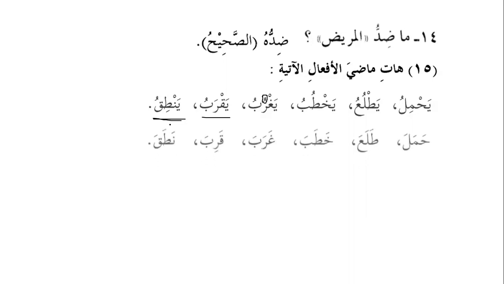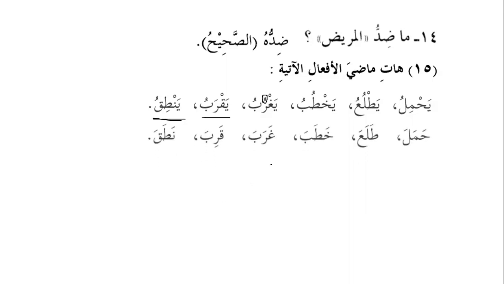So these are the past tenses. Hamala, yahmilu. Then we have tala'a yatlu'u, khataba yakhtubu, gharaba yaghrubu, qariba yaqrabu, and nataqa yantiqu. Nataqa yantiqu is on the pattern of daraba yadribu. And similarly, hamala yahmilu. So these are easy to recognize. The only thing is, when we have bab sami'a yasma'u and fataha yaftahu, only at that time we need to be sure about whether it is from bab sami'a or from bab fataha.